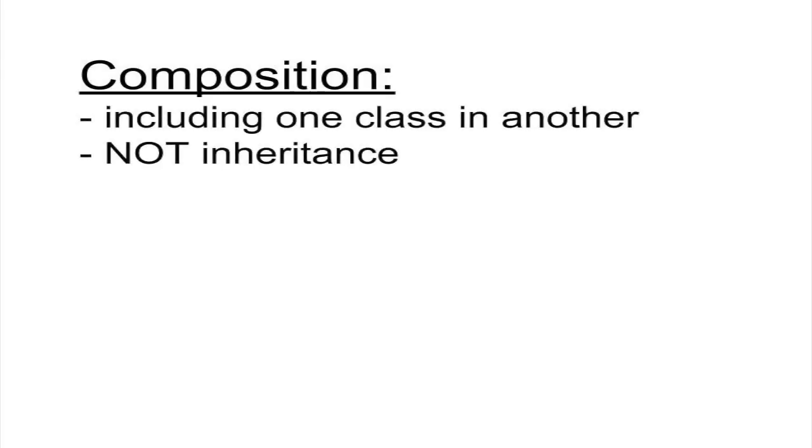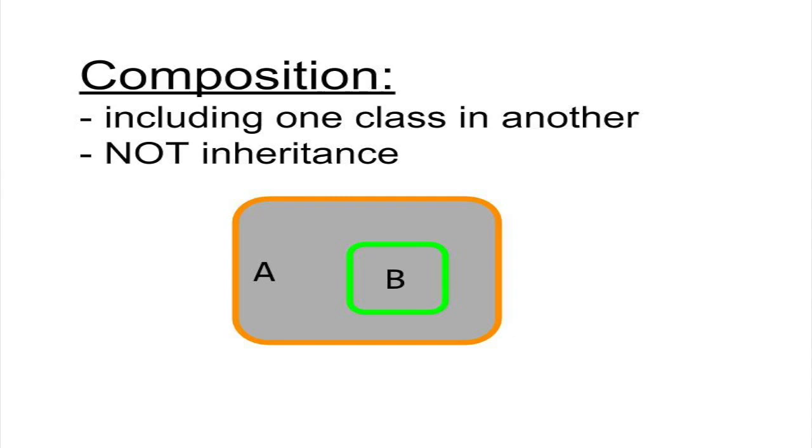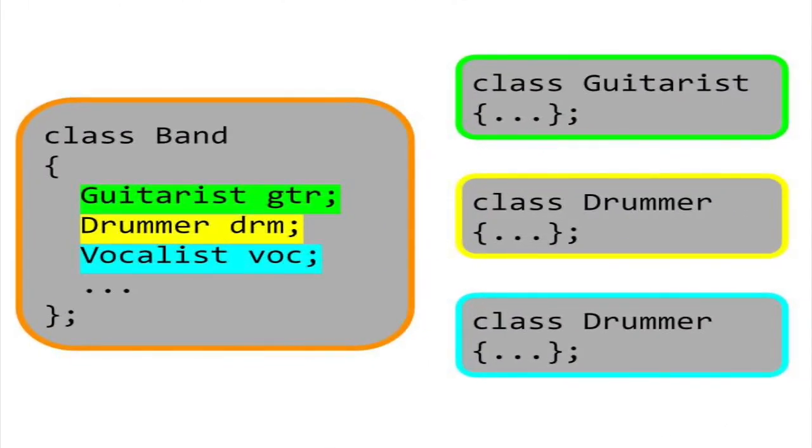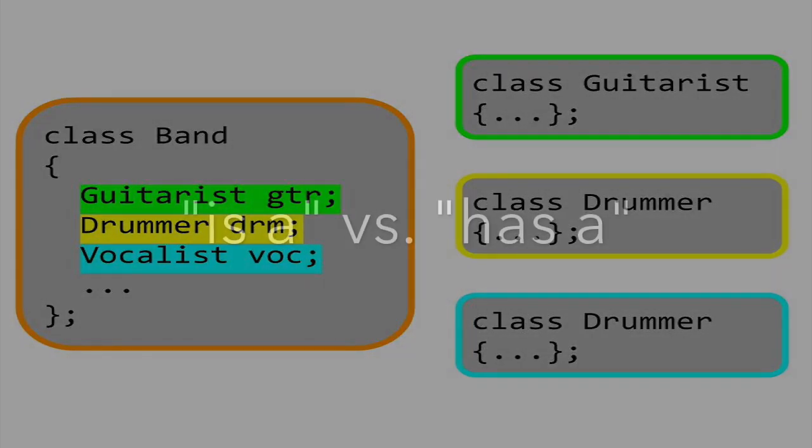Composition is the process of making one class a data member of another class. In a way, one class is embedded in the functionality of another. For example, you could have a class called band. The data members of band could consist of objects from the guitarist class, drummer class, and vocalist class. None of these classes are derived from each other. Instead, one class is using the objects of an external class.